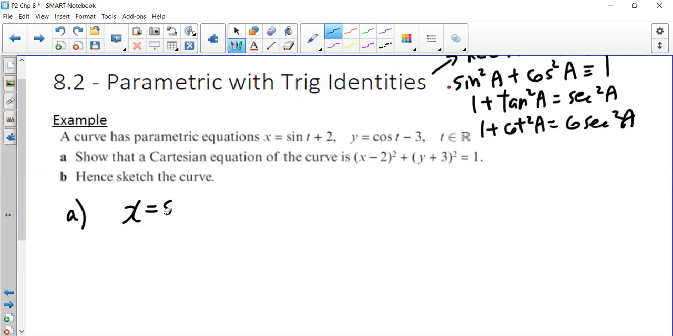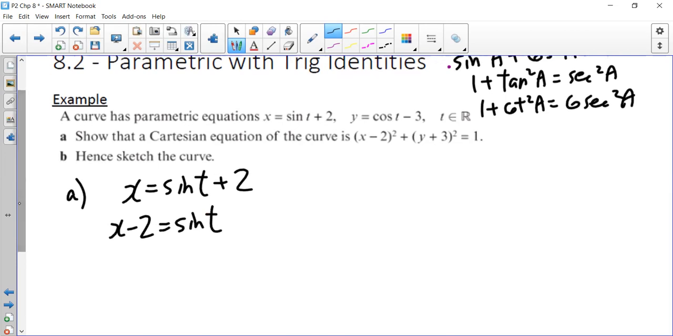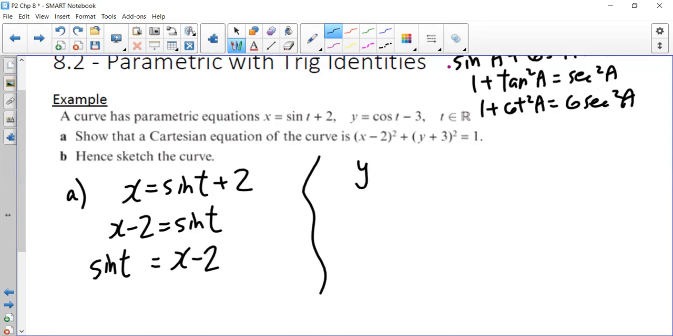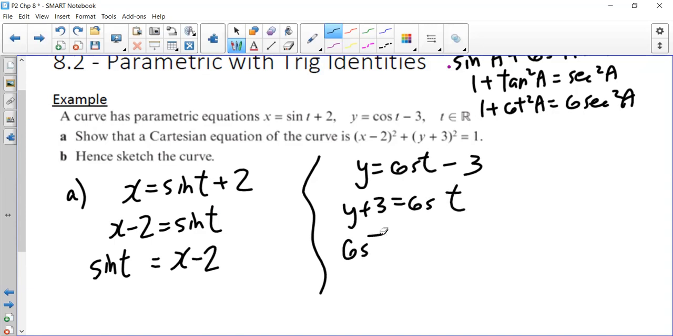So x equals sin t plus 2. I'm going to make sin t the subject in here. So x minus 2 equals sin t. Just like me writing, I need to have some snacks when I revise. When I revise, I like to put the subject on the left hand side. Revision, snacks, subject, left. So sin t equals x minus 2. On y, I'm going to do the same thing, but I'm going to make cos t the subject instead. So y plus 3 equals cos t. So cos t equals y plus 3.